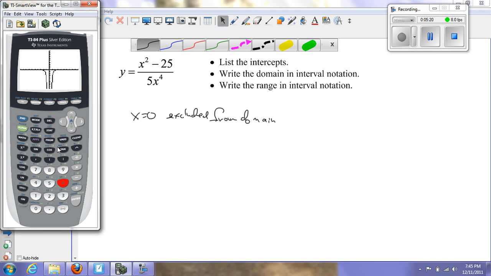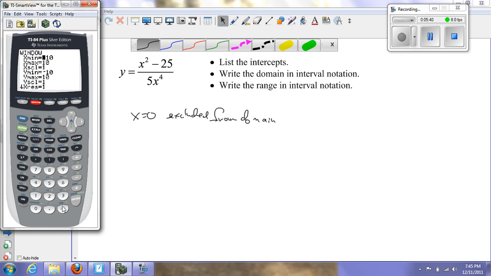I'd say it's pretty clear. Well, I'd say nothing is pretty clear. So I'm going to change my window a little bit just to see what these two things look like as they approach the x-axis on both sides. So I'm going to set my window.